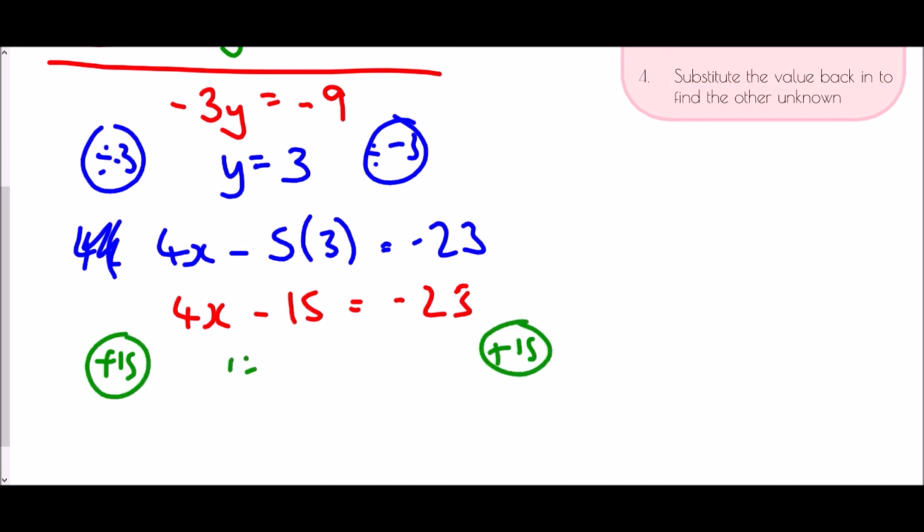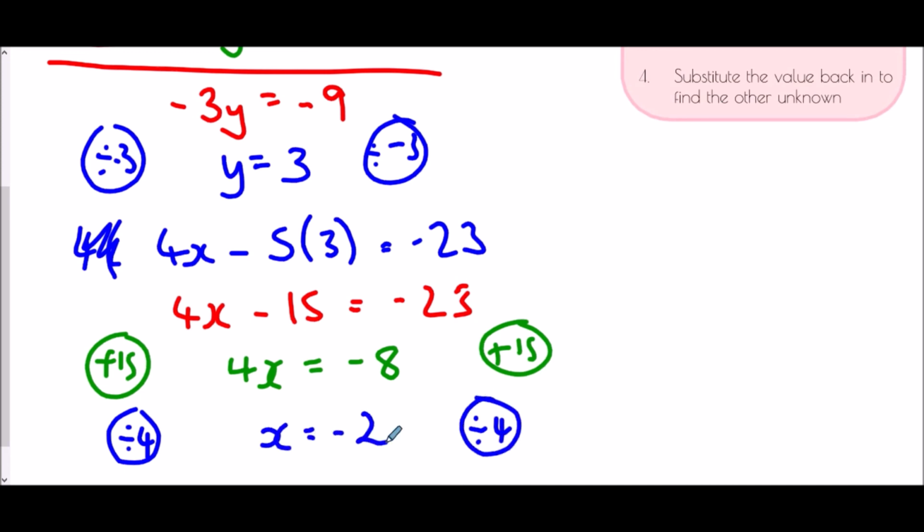So 4x. If I have negative 23 and I add 15, I'm still going to be negative, but it'll be negative 8. And then I need to divide by 4. x equals negative 2. And so my solution is x equals negative 2.